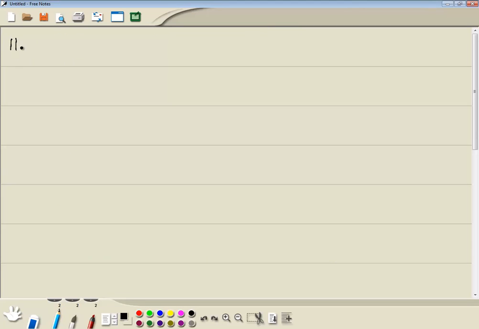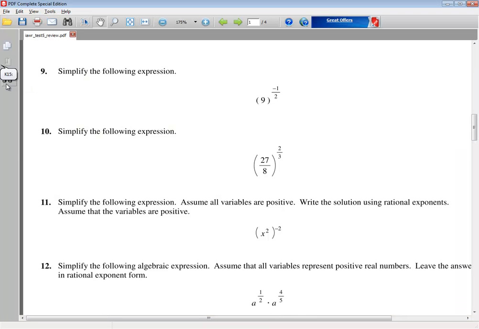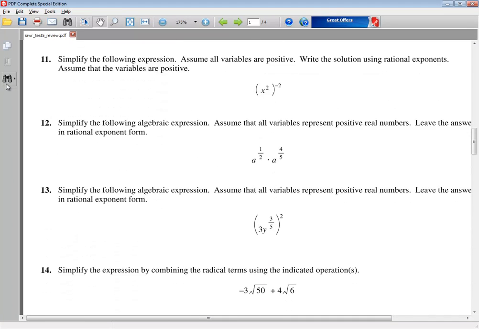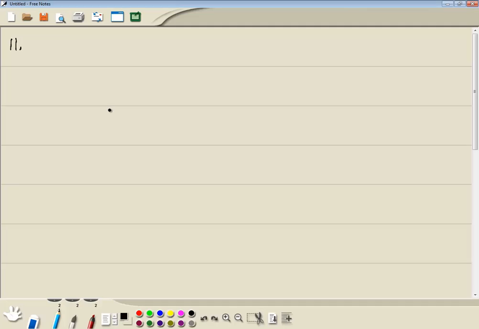Let's look at the next problem. Number 11. We got x squared to the negative 2 power. Well, remember, when you're raising any exponent to another exponent, you multiply the exponents together. So 2 times negative 2 gives us negative 4. Now, we never want negative exponents, so I'm going to put this over 1. And how you get rid of a negative exponent is you take the part of the negative exponent opposite where it's at in a fraction. So I'll take this x and negative 4 down below. And I'm going to get 1 over x to the positive 4. And that's our answer.